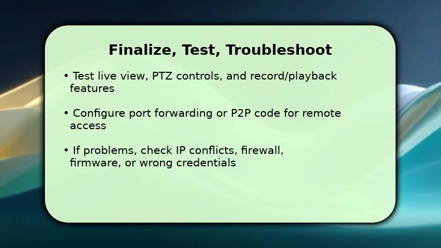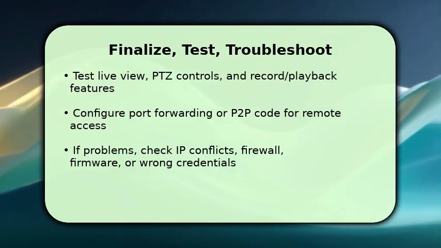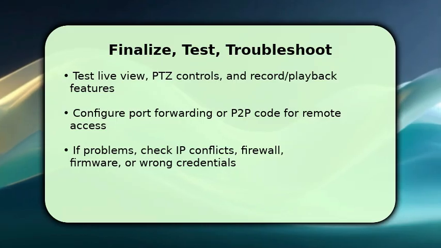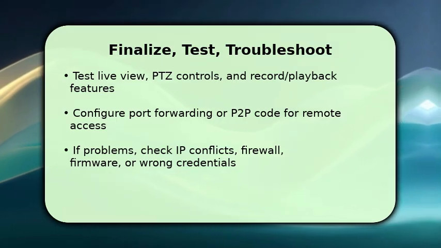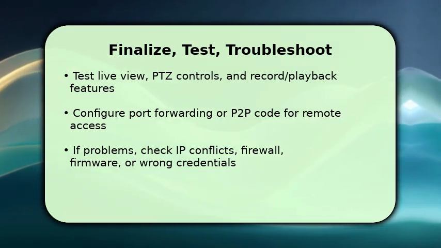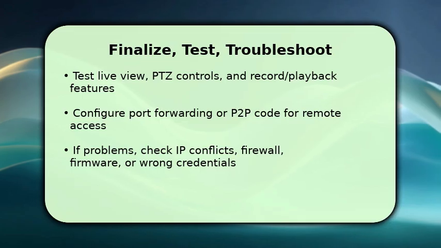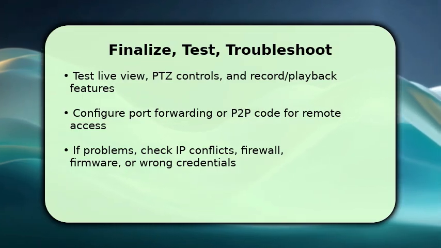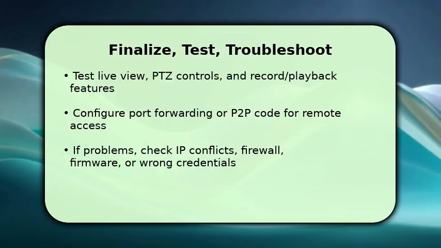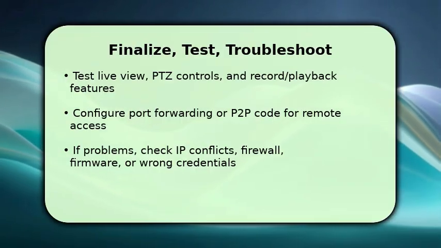Open Live View, test PTZ and recording, and confirm playback works. Then, enable remote access either via the camera's P2P code inside DMSS or set router port forwarding and dynamic DNS for direct connections. Save configuration and reboot the camera and DMSS to ensure settings stick.